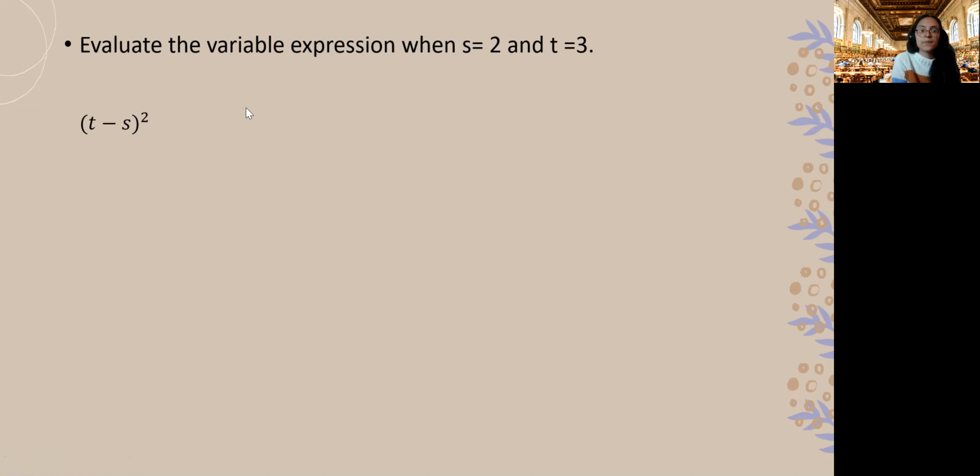So this is going to be squared. I'm going to do the subtraction inside of the parentheses. So this will just be 1 squared. You can write out your factors, 1 times 1. There's 2 factors of 1, so 1 times 1 is 1. Okay, so that is your answer for that one.